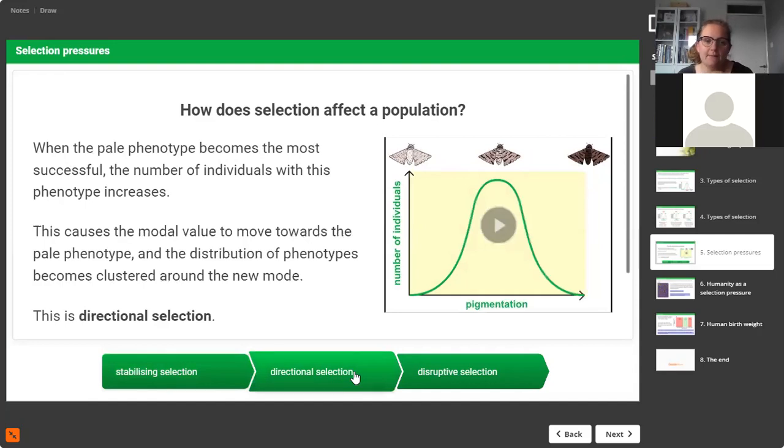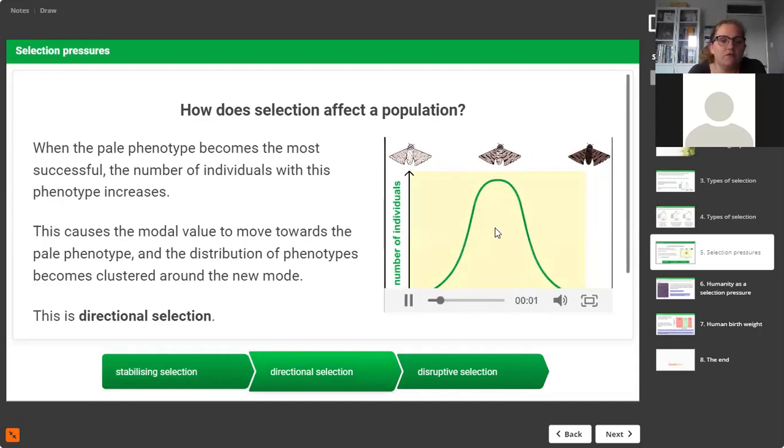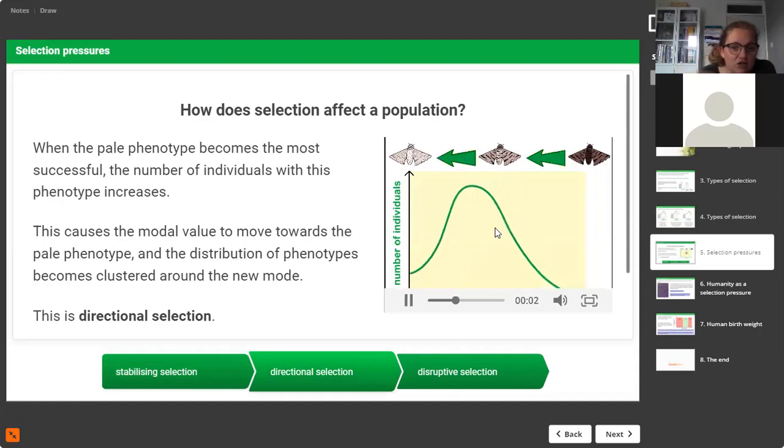When the pale phenotype becomes the most successful, so let's say you've got loads of silver birch trees, the number of individuals with this phenotype increases and it goes directional to the left. This causes our modal value to move towards the pale phenotype, and the distribution of phenotypes becomes clustered around the new mode. This is directional selection. This could also happen in the opposite direction, like I was saying, during the Industrial Revolution, and that would have gone the opposite way towards dark moths.